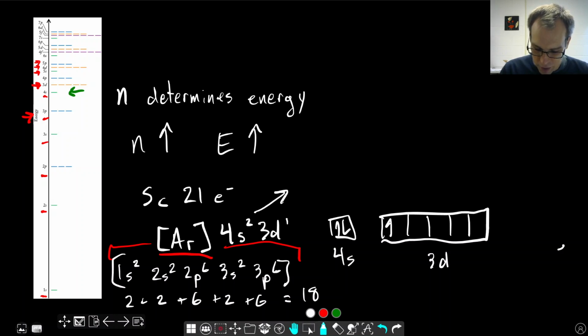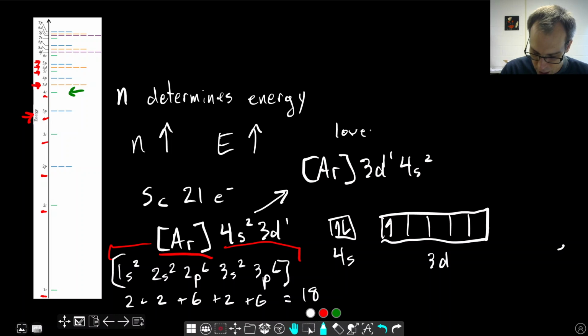We technically should write this as argon 3d1 4s2 for scandium. We'll write whatever is our lowest n first. I'm not going to be too picky about this. If you write it the other way around, it's fine. But what this can help you remember is that actually, if we lose electrons, they come out of these higher n orbitals first. We're going to talk about that as we proceed through the chapter, but it's just something else to bring up. Okay, so that's the basic idea.